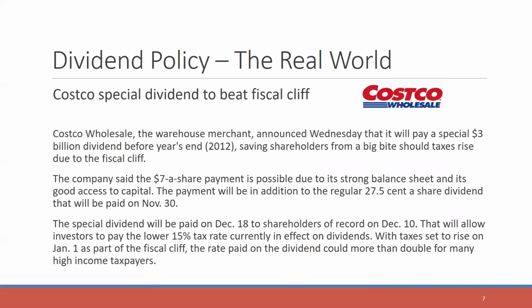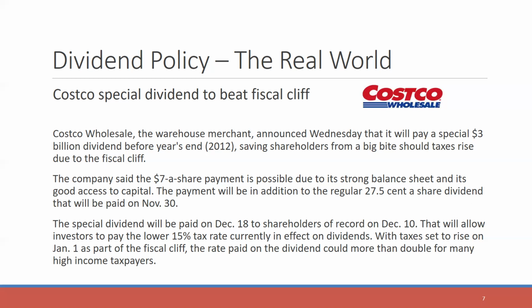In response to this projected fiscal cliff, Costco decided that it had to do something. Costco, the warehouse merchant, announced Wednesday that it will pay a $3 billion dividend payment before year's end 2012, saving shareholders from a big bite should taxes rise due to the fiscal cliff. The company said that a $7 a share payment is possible due to its strong balance sheet and good access to capital. The payment will be in addition to the regular 27.5-cent a share dividend that would be paid on November 30. The special dividend will be paid on December 18th to shareholders of record on December 10th. That will allow investors to pay the lower rate of 15% currently in effect on dividends. With taxes set to rise on Jan 1 as part of the fiscal cliff, the rate paid on the dividend could more than double for many high-income taxpayers.